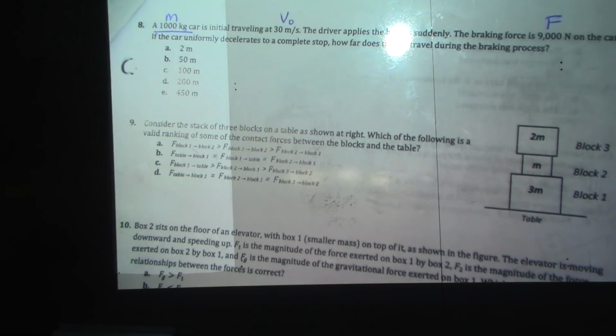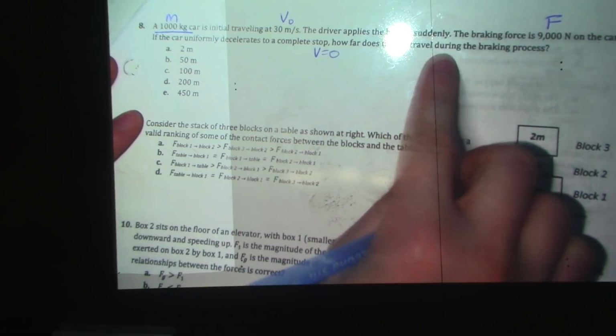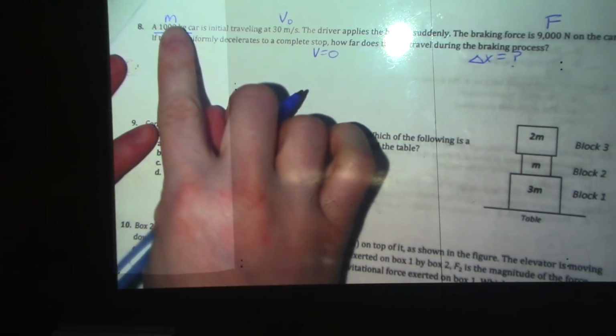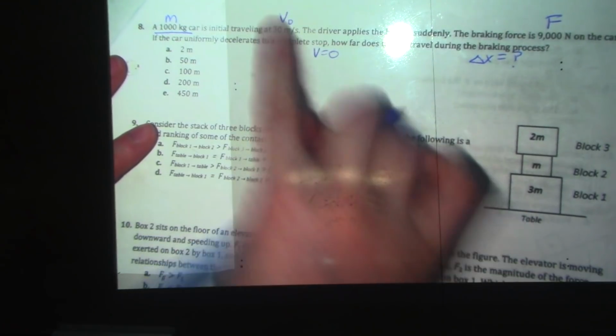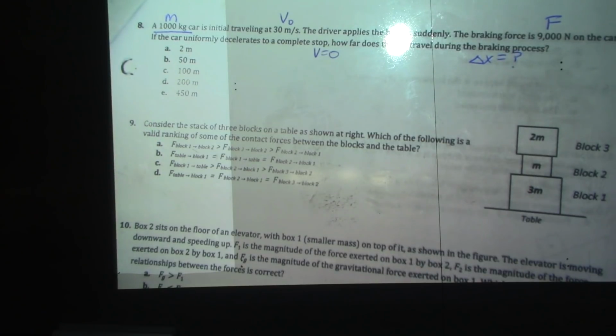I had decided that this braking force of 900 newtons is obviously a force, and it says that the car uniformly decelerates to a complete stop. So a complete stop tells me that my velocity is 0 at the end. And I'm looking for how far the car travels during that braking process, so I'm looking for delta x. So I know v naught, v, and I'm looking for delta x. Well, that means I'm going to need my acceleration to use any of those first three equations we were using for Unit 1.